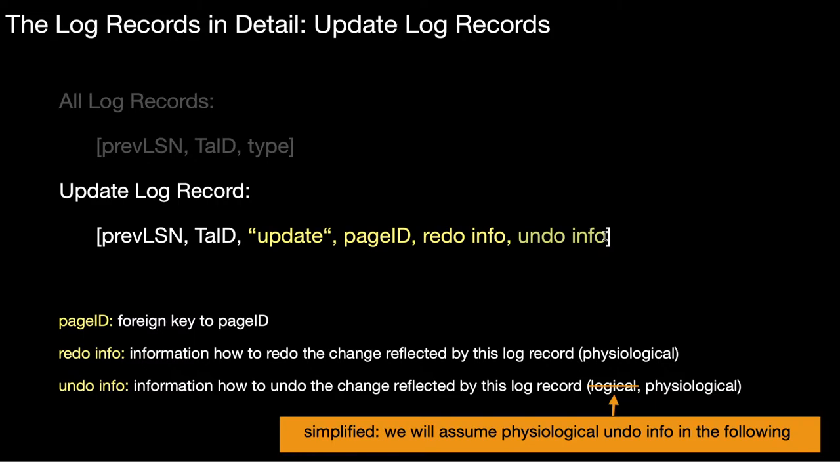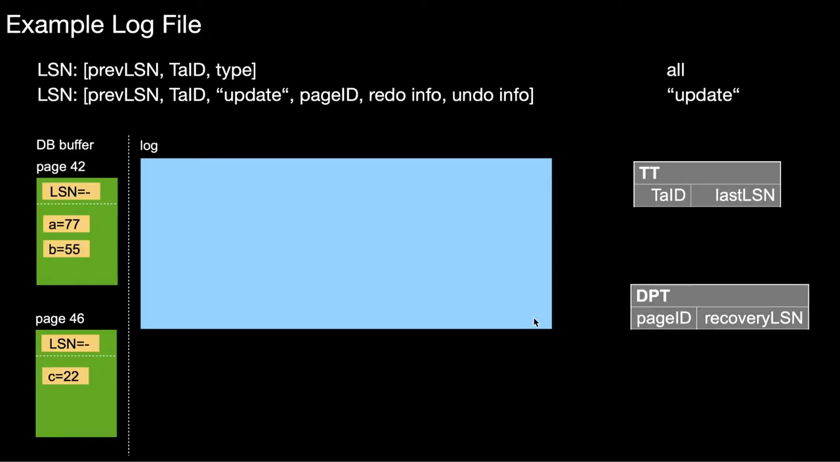There are other more advanced ARIES methods that don't require that. There the undo information can be purely logical and not physiological, but let's ignore that. I simplified it here a little bit to make it easier to understand. ARIES is complex enough. You may need a few rounds, and I highly recommend you join the lab on Friday to really understand this method. It takes some time. So all the log information, all the redo and undo information, is physiological.